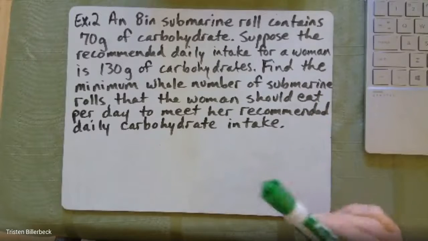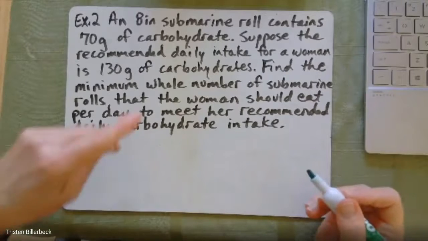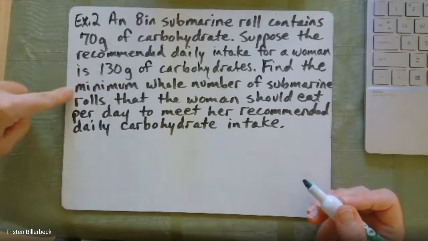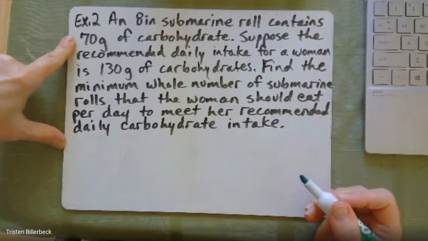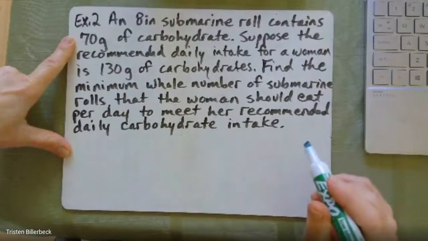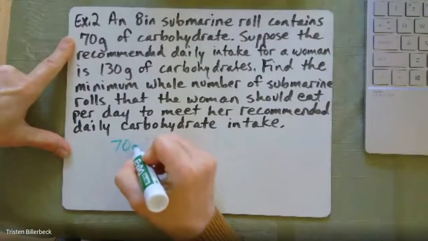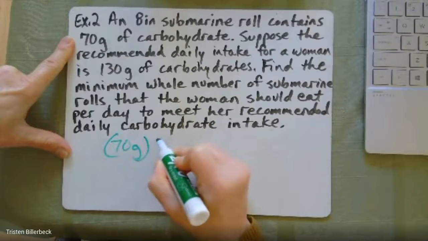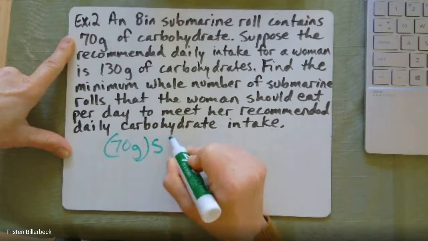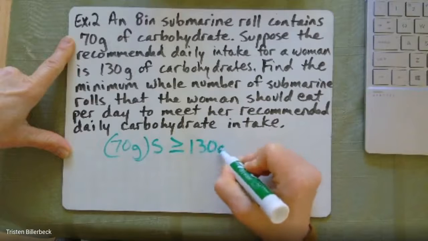So they don't want her going minus. This is not a dieting lady. This is a lady who needs to eat more. So she needs at least 130 grams of carbohydrates for the minimum. And these submarine rolls are 70 grams. This 8-inch is just extraneous, so don't worry about it. So we have 70 grams times the submarine roll, so we'll call that S. And it needs to be greater than or equal to 130 grams.